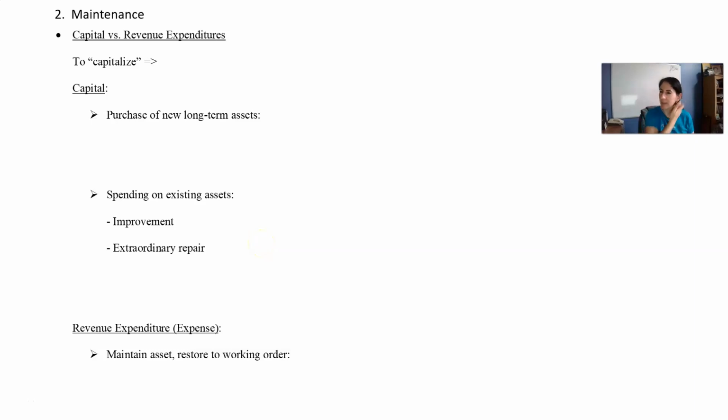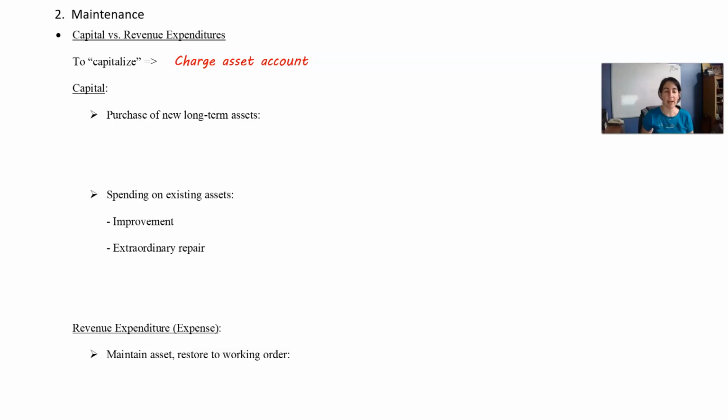The second step here is maintenance. All right, so now we have to maintain this asset now that we have acquired it. So maintenance costs fall into two categories: capital expenditures or revenue expenditures. All right, capital expenditures means you're going to charge an asset account, which means you're going to debit basically the asset. You are making some sort of significant improvement when you capitalize a cost to an asset.